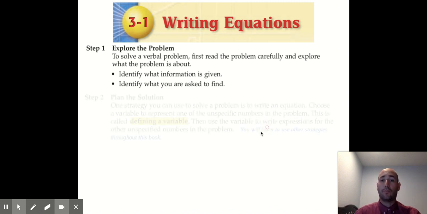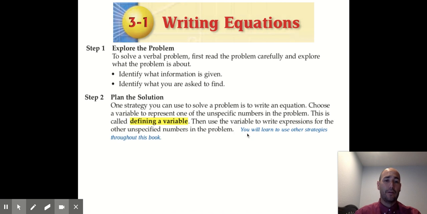After we've explored the problem, we're going to plan out our solution. We're going to come up with a strategy to solve. One of these strategies is writing an equation. If we can write an equation for the situation or the problem, that's going to help us plan for a solution. A lot of times when we're looking for something, it's an unknown value, and we're going to define that unknown value with a variable. A variable represents something that is unknown.